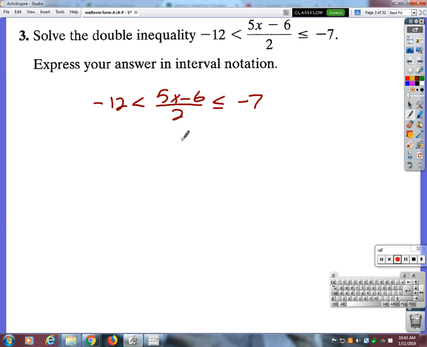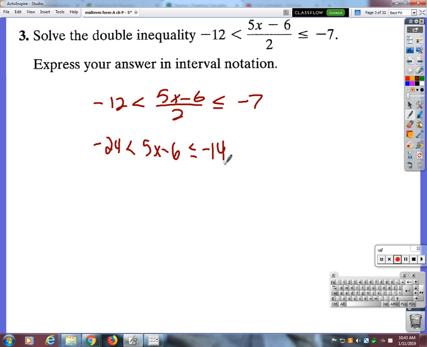Multiply by 2. So what's -12 times 2? -24. And then we multiply this by 2, so the 2's cancel, and give me 5x minus 6. What's -7 times 2? -14.